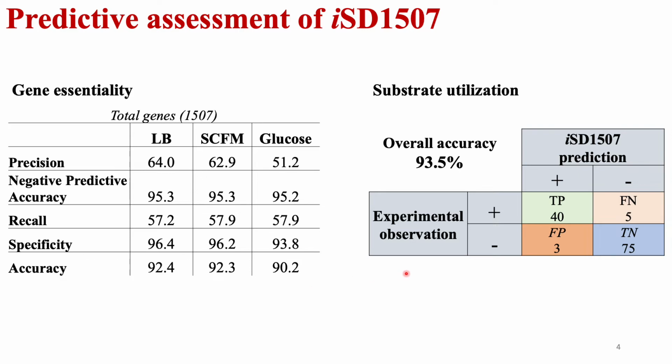Next, 123 substrates in minimal media condition were tested for substrate utilization, and biomass production was used as the objective. As can be seen here, the model is able to predict substrate utilization with an accuracy of 93.5%.